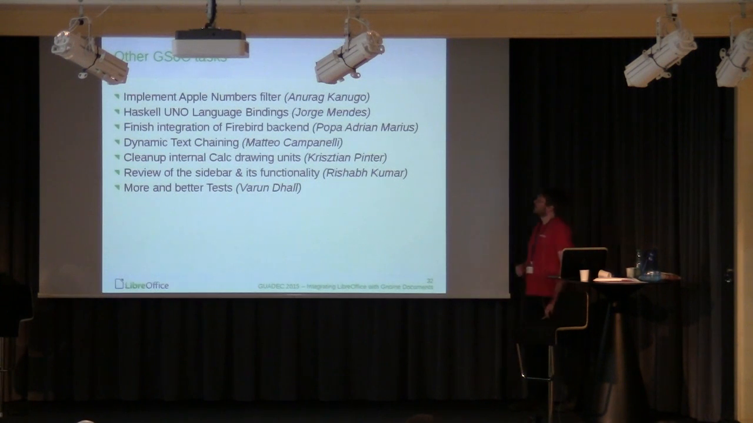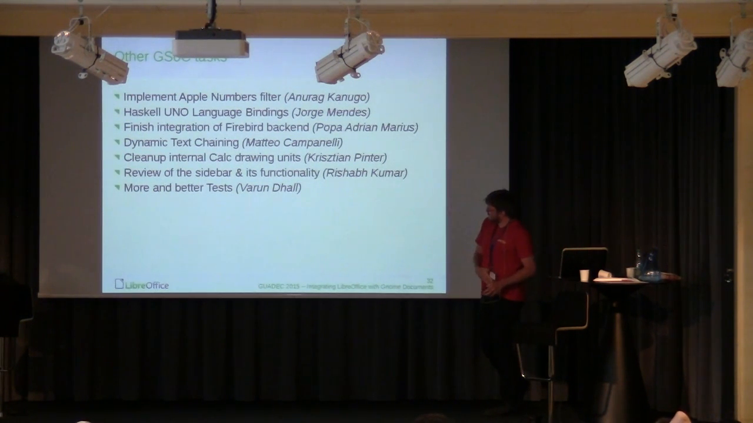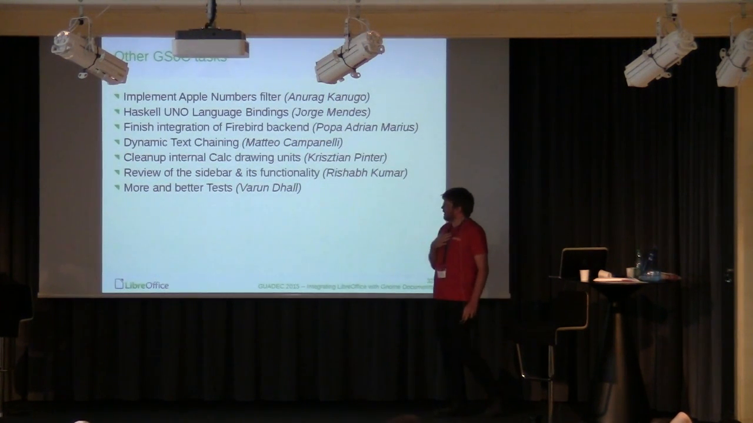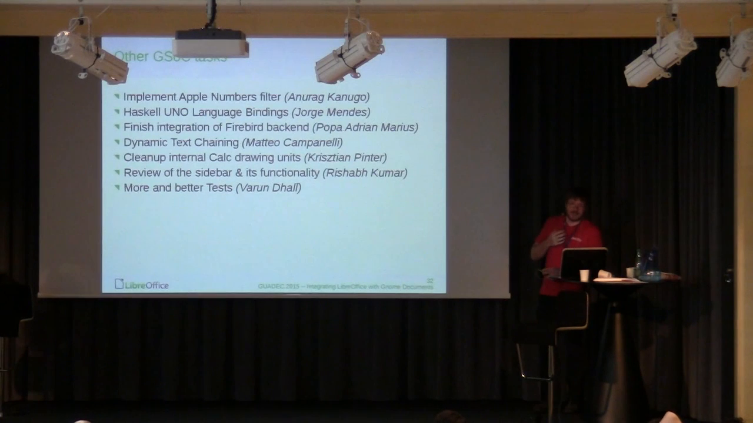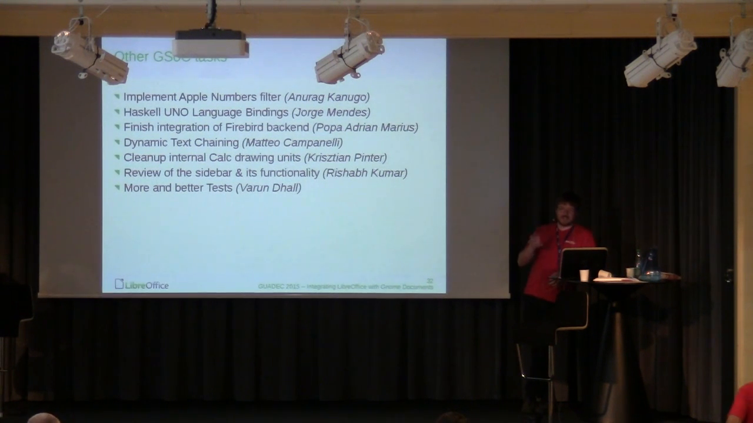So some other cool Summer of Code tasks as part of Document Liberation. Anurag is implementing an Apple Numbers filter. We get support for Haskell for our API. I suppose everybody always wanted to use Haskell to script LibreOffice. The Firebird replacement for our HSQLDB database, hopefully that will help us get rid of some more Java code. Dynamic text flow, so you have several text boxes, say okay, if text overflows it should flow into the next text box.